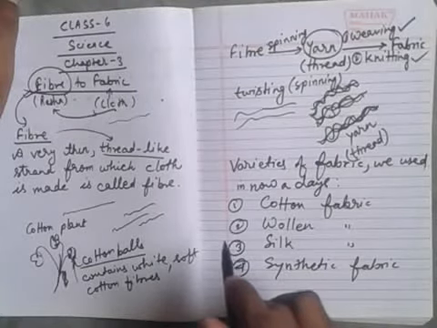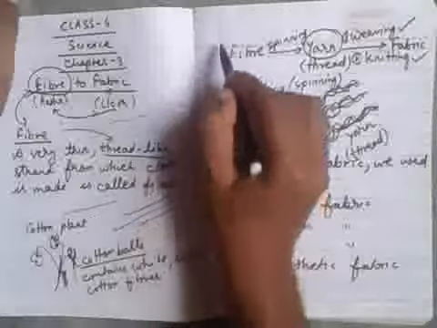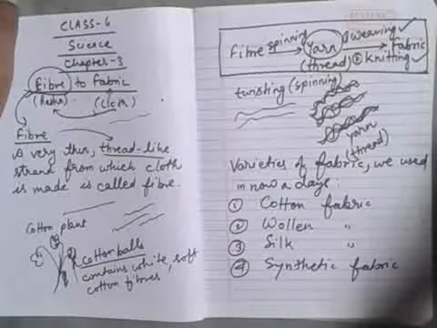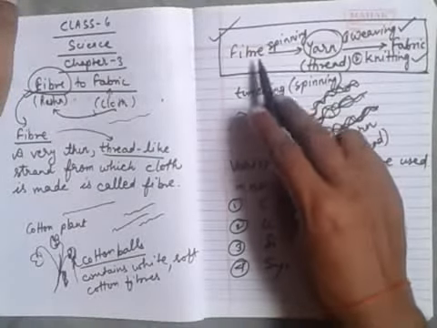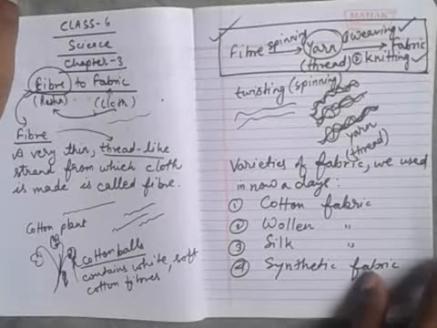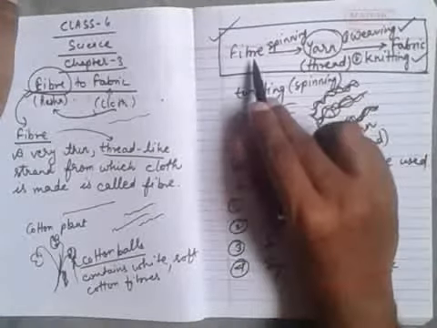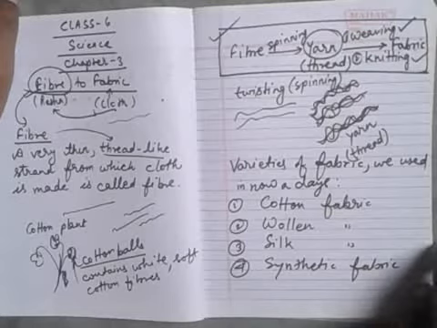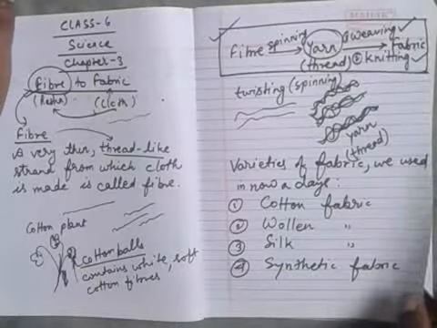How fabrics are made, I discussed briefly in this labeled arrow diagram. Fabric is made from the yarn and yarn is made from the fiber. So let us understand more about the different varieties of fibers.